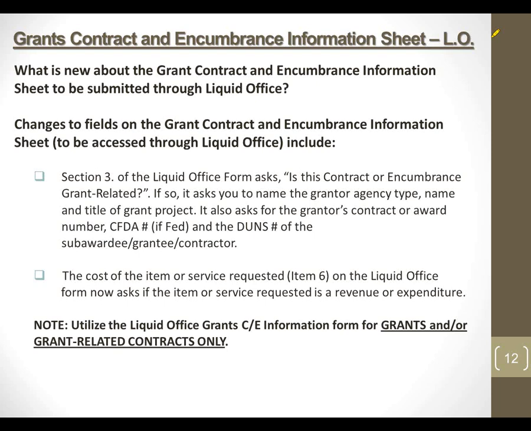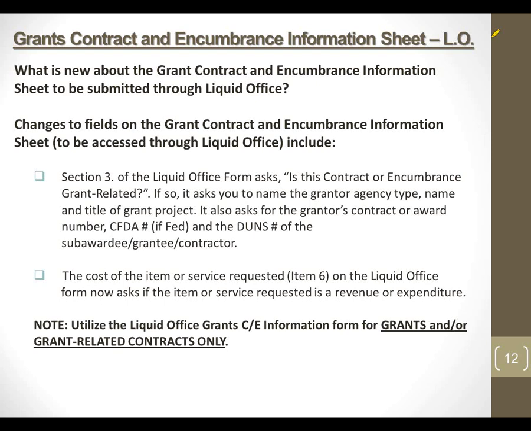What's new on this particular form? On this form, Section 3 specifically asks, is this contract or encumbrance grant related? If it is, they ask you to name the grantor agency type, the name and title of the grant project, and the grantor's contract or award number, the CFDA number if it's federal, and the DUNS number for the subgrantee. DUNS numbers are required by the federal government prior to any contract being executed. A DUNS number is a 9-digit number. DUNS stands for Data Universal Numbering System.